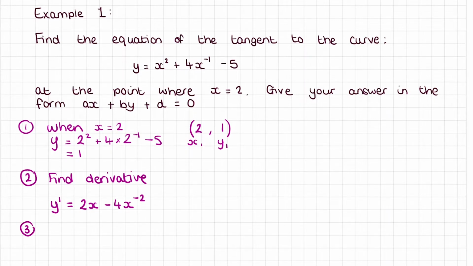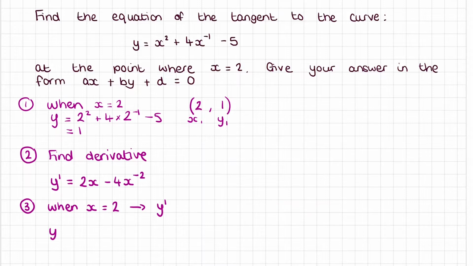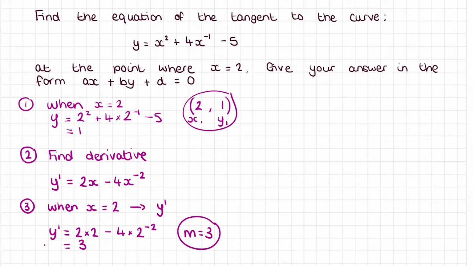Step 3, we want to sub our x value into our derivative. So when x equals 2 into our derivative, our y dash would equal 2 times 2 minus 4 times 2 to the power of negative 2. And you will find out that that equals 3. So now we know that m equals 3. So this is the information we need to be putting into our equation.